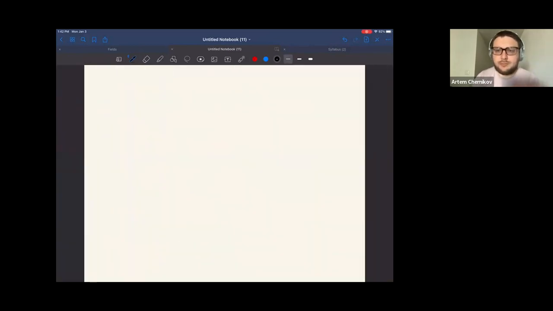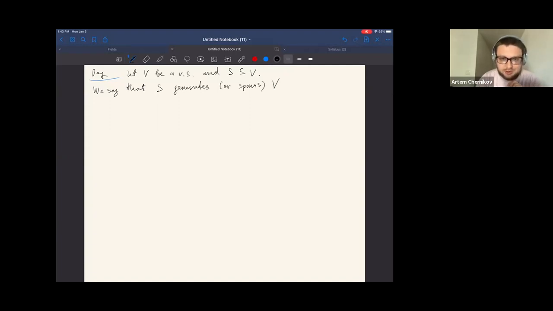All right. So now let's talk about generation of subspaces. Definition. Let V be a vector space and S a subset of V. We will say that S generates, or sometimes we can say spans V, this is just synonyms, if we have that the span of this set S is equal to the whole space V.